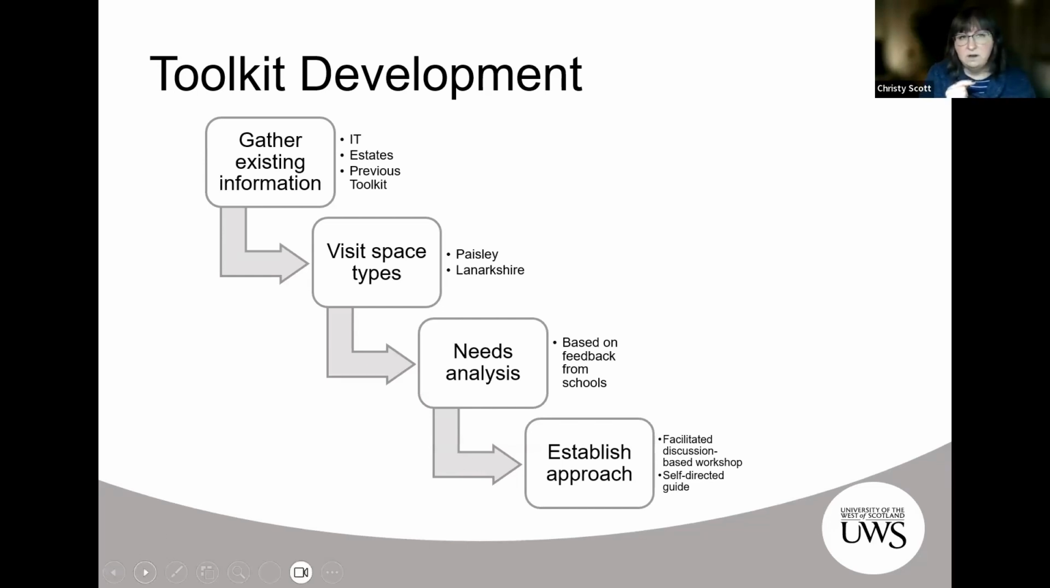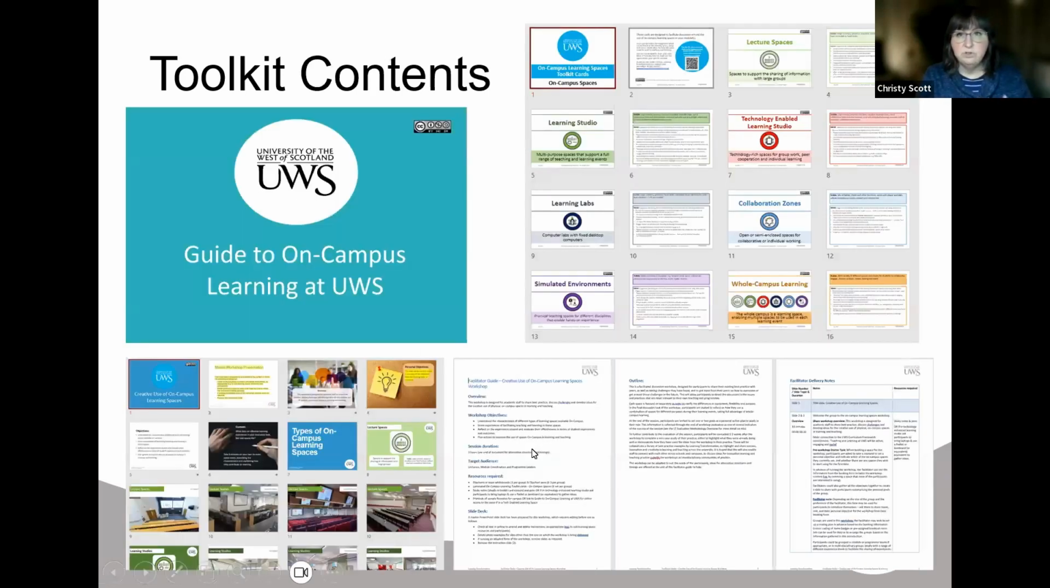So the next slide gives an overview of what the new toolkit looks like. As I say, it's got a guide, which is in the region of about 90 pages, because it's got lots of photographs. So there's lots of pictures of the space types, or examples of them in different campuses.